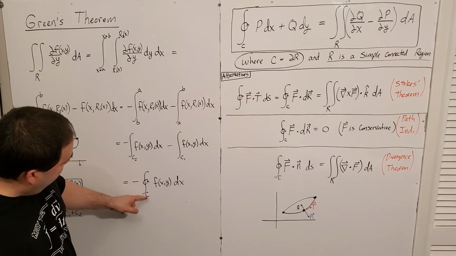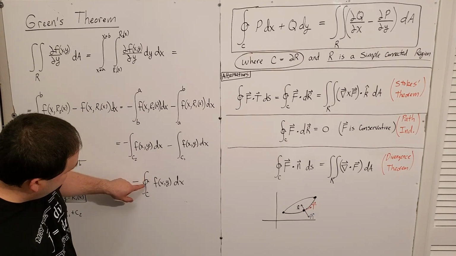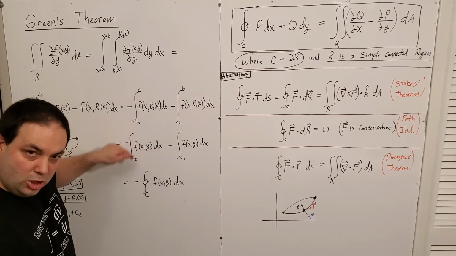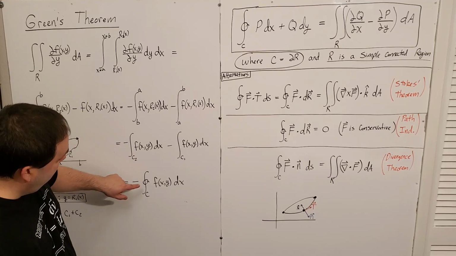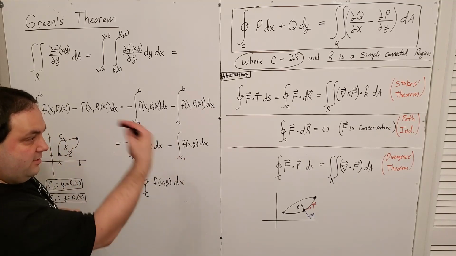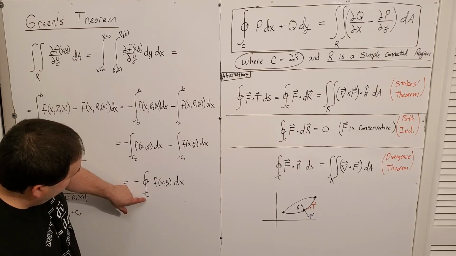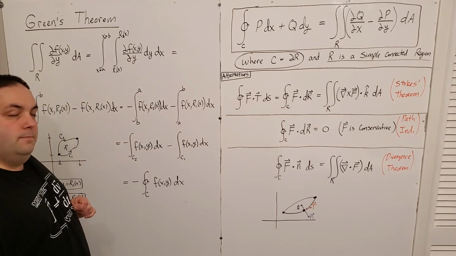So what I have is a closed integral. Don't forget the little circle in there means it's a closed path integration. And of course it's a normal orientation. It's the right-handed rule. You can see the arrow going this way around the curve of this function dx.